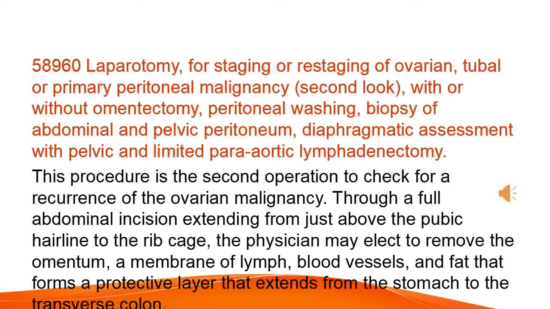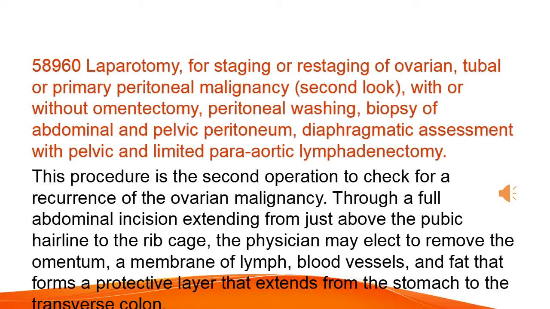Laparotomy, for staging or restaging of ovarian, tubal or primary peritoneal malignancy, second look, with or without omentectomy, peritoneal washing, biopsy of abdominal and pelvic peritoneum, diaphragmatic assessment with pelvic and limited para-aortic lymphadenectomy. This procedure is the second operation to check for a recurrence of the ovarian malignancy.